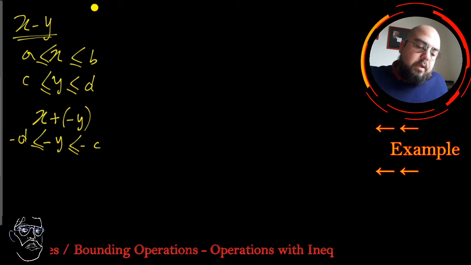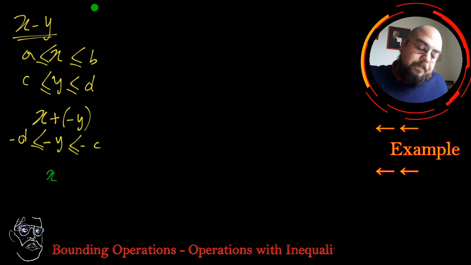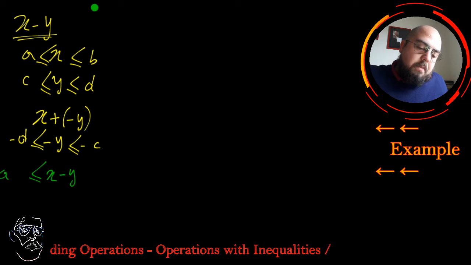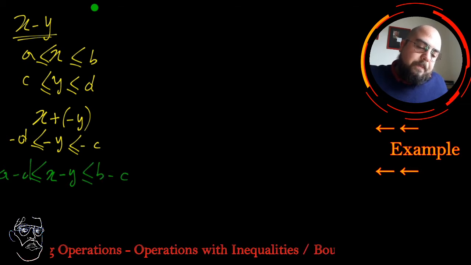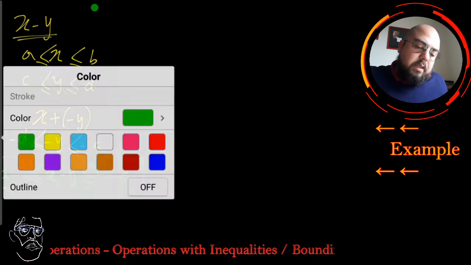So whenever you're going to do the subtraction, x minus y, which is x plus minus y, will be between a minus d and b minus c. So this is related to the subtraction. And let's take an example.